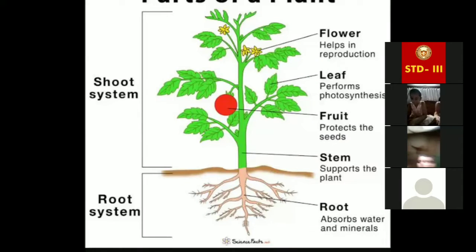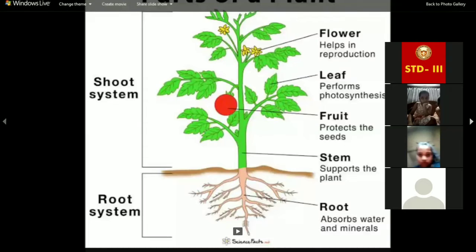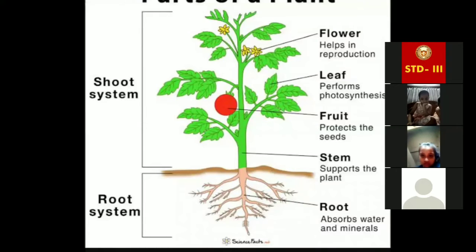So we have seen that two main parts of a plant are there, the root system and the shoot system. Here, this is the root system. The part of a plant that remains under the ground is called the root system, and the part of a plant that remains above the ground is called the shoot system.